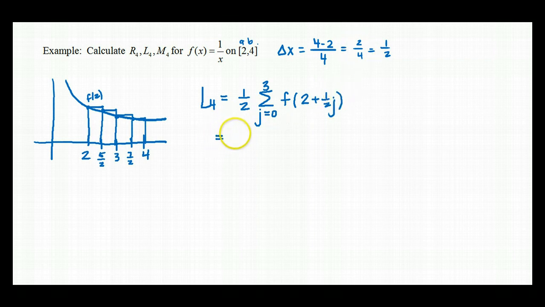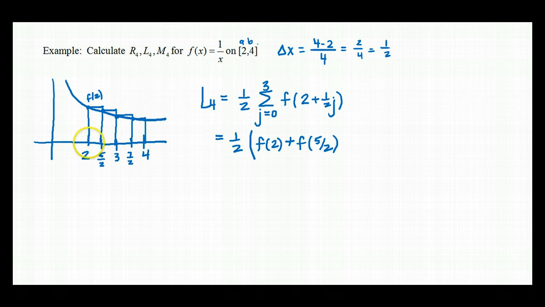So now my formula is going to become 1/2, and remember how summations work, we start with the index 0, we substitute 0 in for j, so that must mean that this whole part goes away, so I get f of 2 plus, now I can substitute in 1. So if I plug in 1, I'll get 2 plus 1/2, which is 5 over 2, so f of 5 over 2.